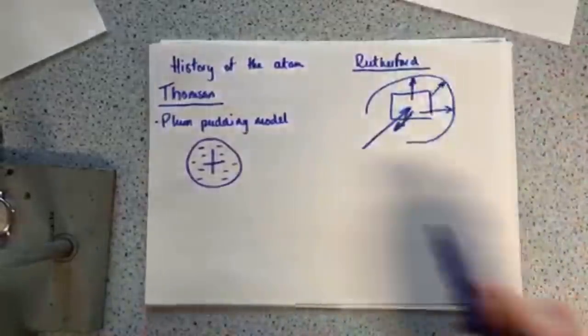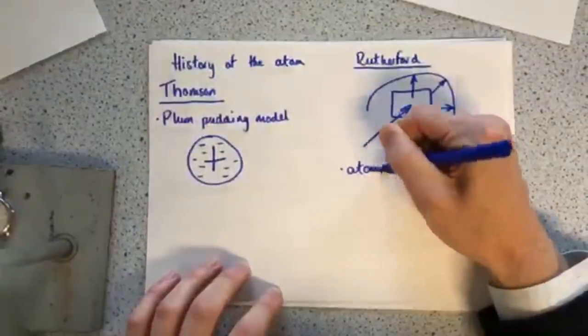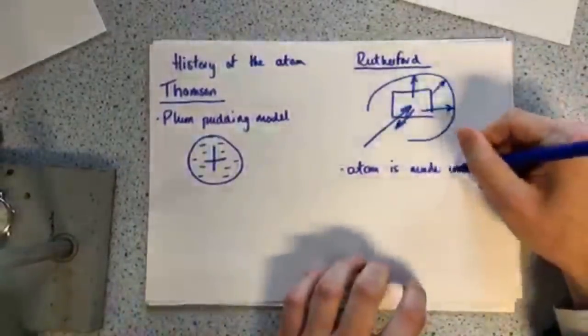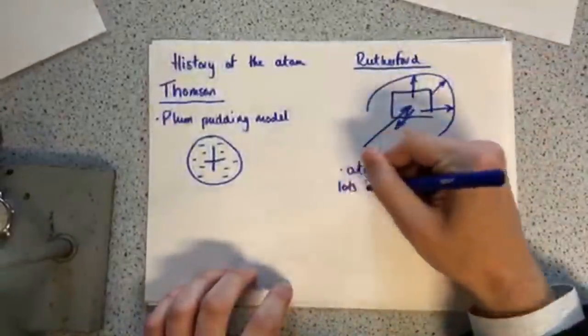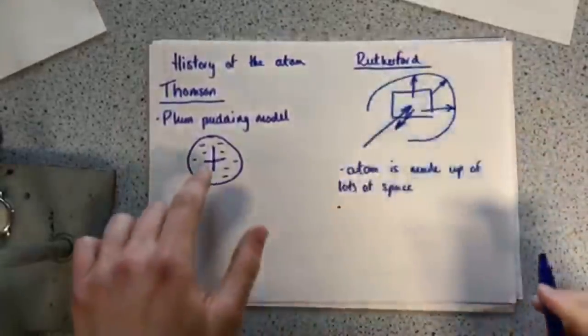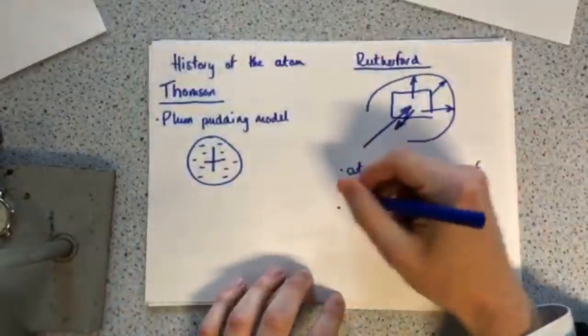And what that proved was that firstly, the atom is made up of lots of space. But also that it had something at the centre which was positively charged.